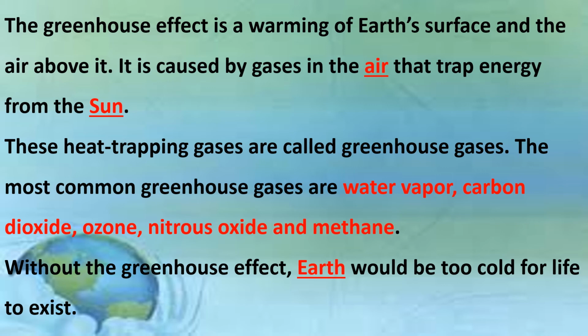It is caused by gases in the air that trap energy from the sun. These heat trapping gases are called greenhouse gases. The most common greenhouse gases are water vapor, carbon dioxide, ozone, nitrous oxide, and methane. Without the greenhouse effect, Earth would be too cold for life to exist.